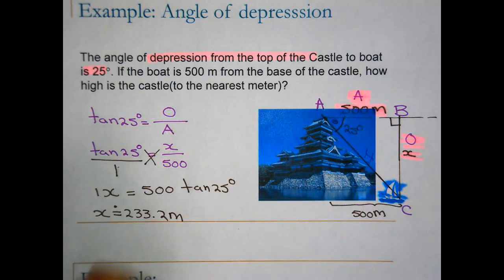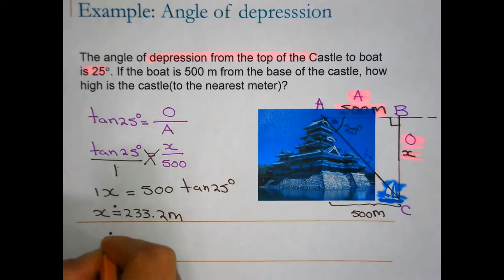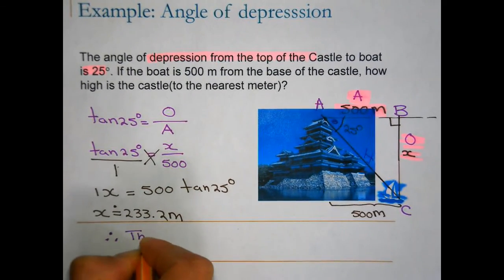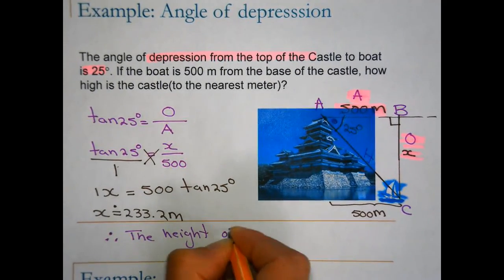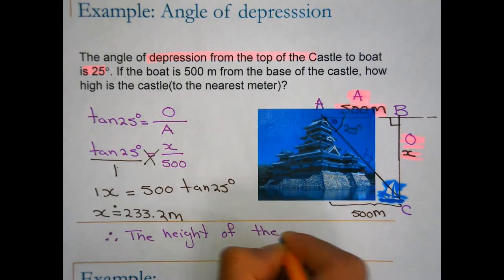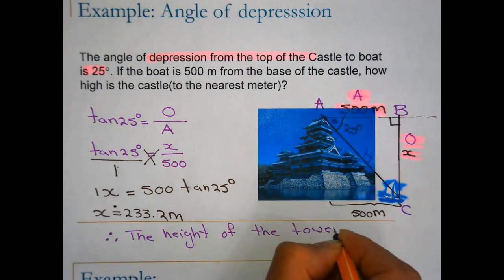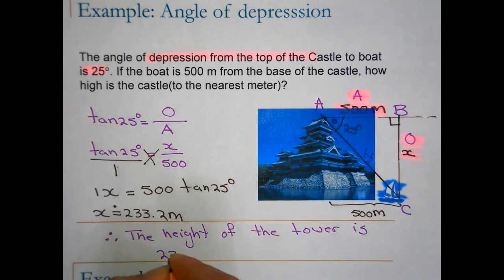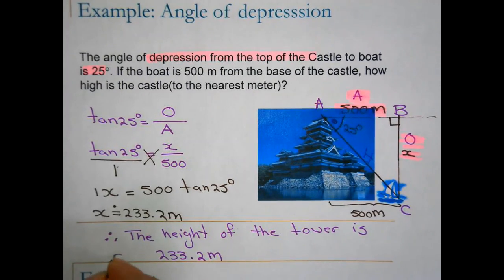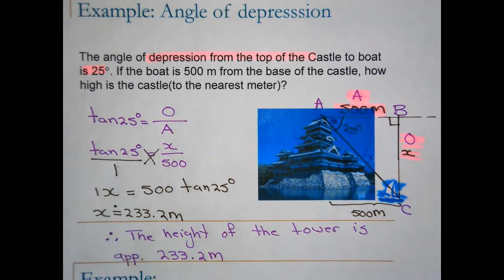Don't forget your concluding statement. Therefore, the height of the castle is approximately 233.2 meters, and you're going to write APPROX, which means approximately.